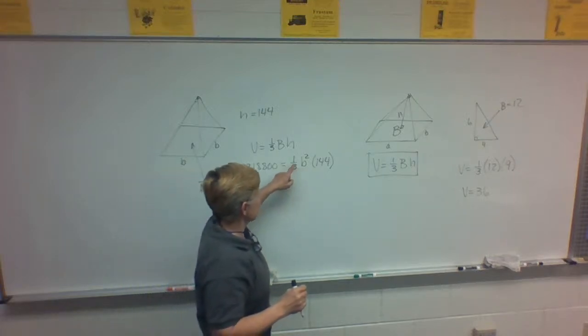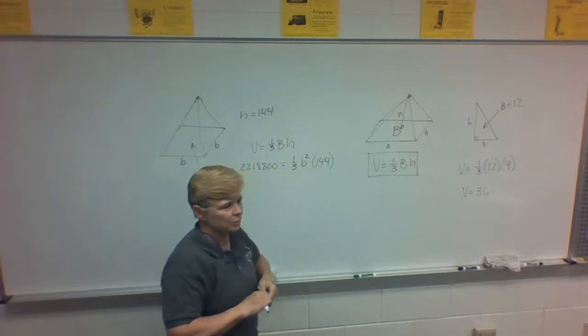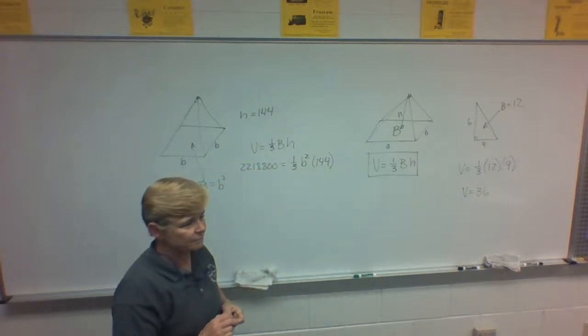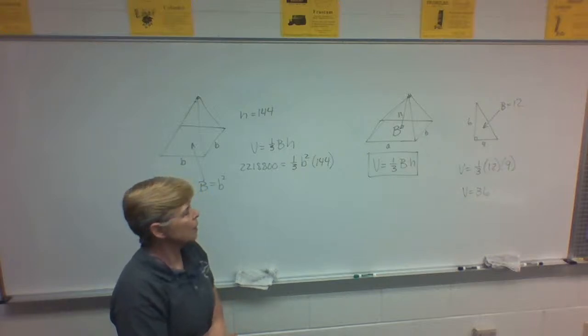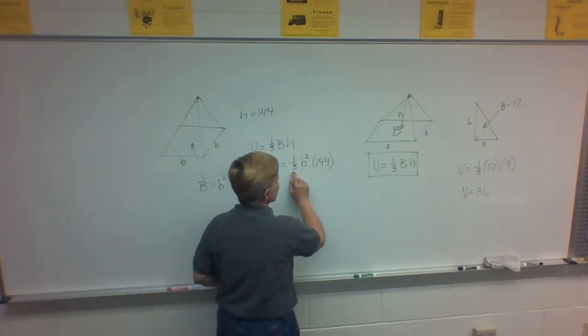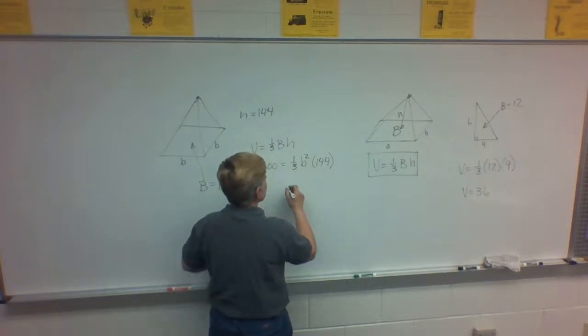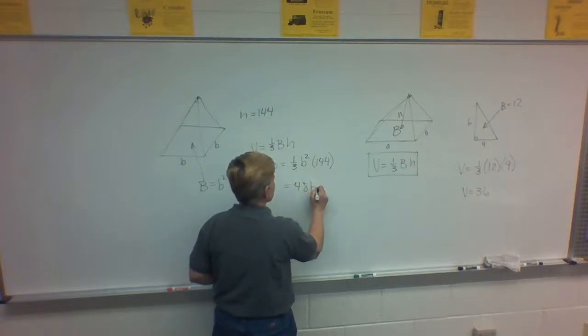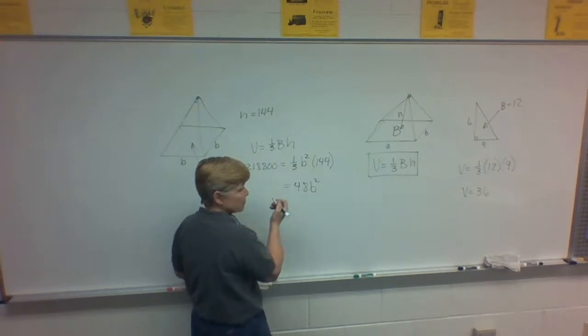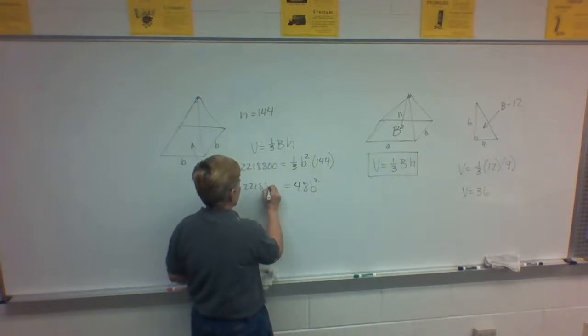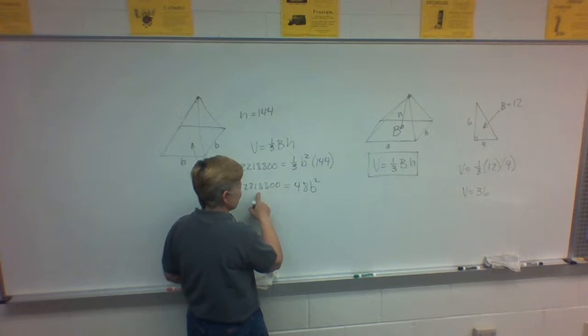Can you take a third of 144 and get anything reasonable? 144 divided by 3 is what? 48. So if I take this number times this one, then the right side turns into 48b squared. You with me there? Now I got to divide that by 48. Take this monstrous thing, divide it by 48. That's the next move, and tell me what you get.